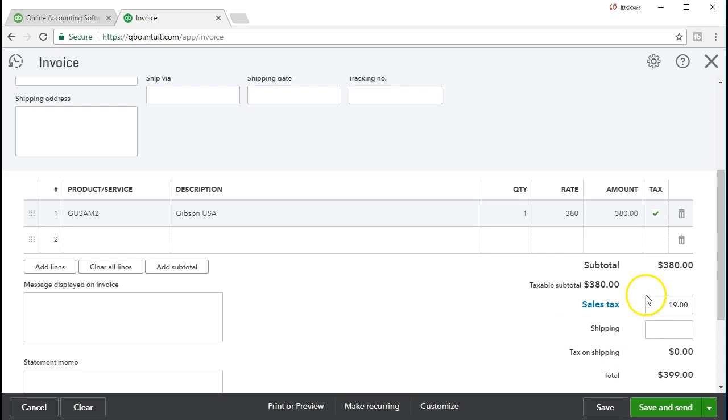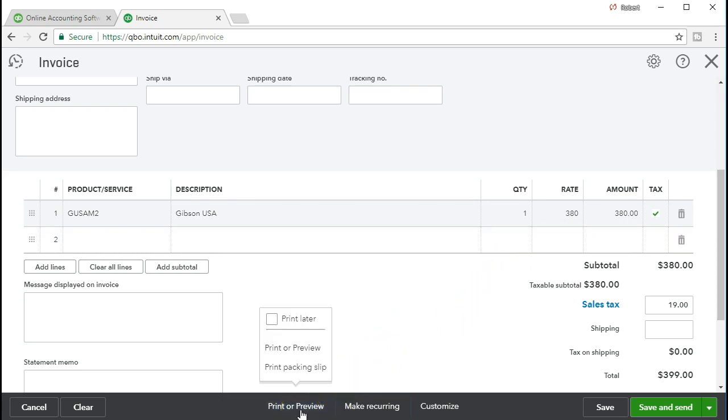We didn't really earn 380, we earned 380 minus the cost of the guitar. We don't know the cost of the guitar. This is only the sales price, but the system knows it, and we'll see it when we go through and take a look at the financial statements. So we're going to go ahead and print this now.